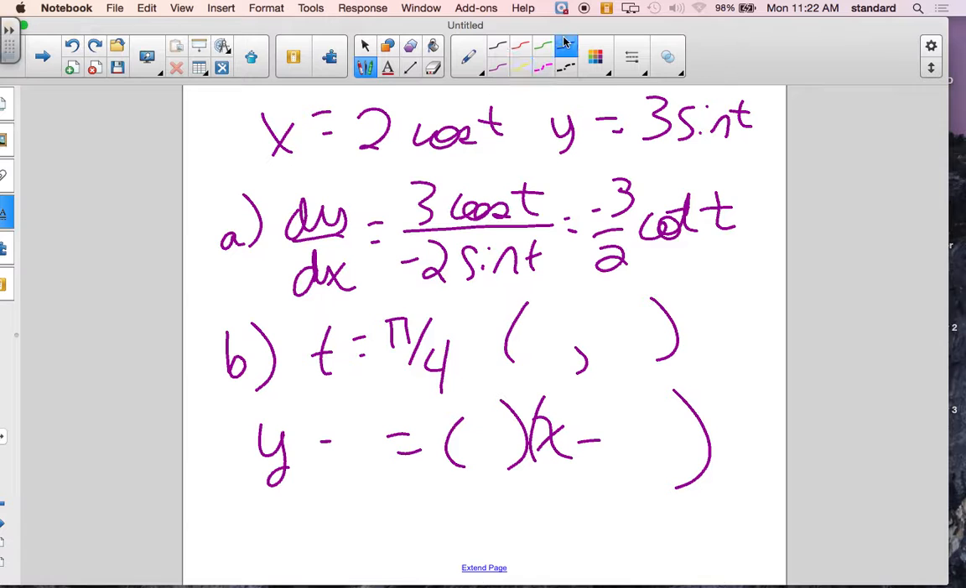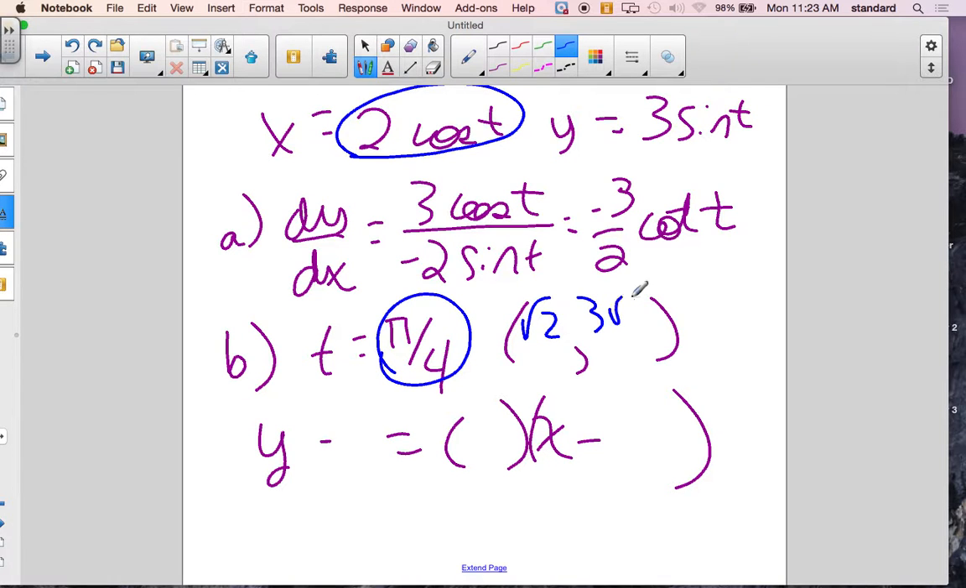So when t is pi over 4, cosine of pi over 4 is square root of 2 over 2, so I get 2 square root of 2 over 2. The sine of pi over 4 is square root of 2 over 2, so I'll get 3 square root of 2 over 2 right here. So it's real ugly. I get y minus y, x minus x, and now I need the slope.